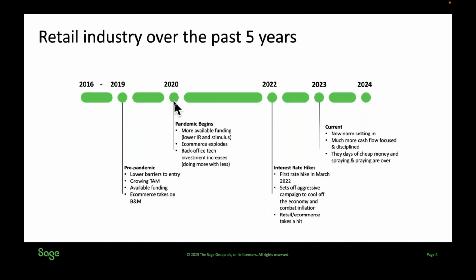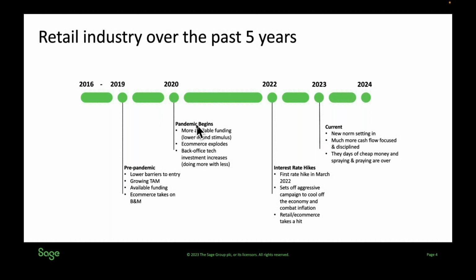And then, of course, at the end of 2019, beginning of 2020, the pandemic begins. And retailers, just like probably every other industry, were in a bit of shock. We're questioning what the future holds. Are they even going to be a going concern? In other words, are they going to be able to continue on as a business?